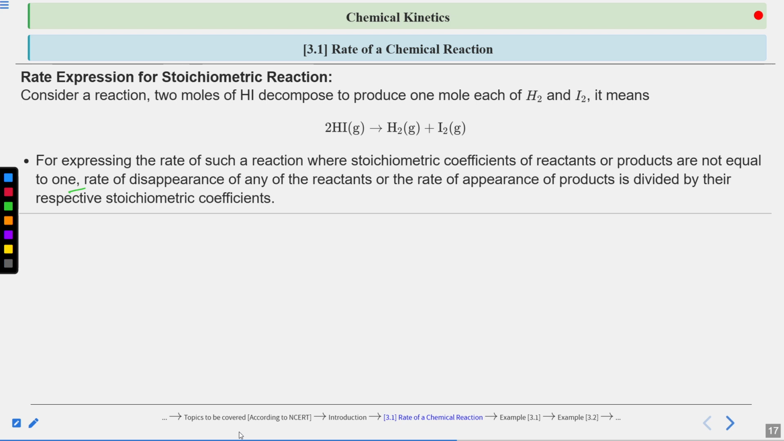So if you want to write the rate of such reactions where the stoichiometric coefficients of reactants and products are not equal, here it is 2, here it is 1 and 1, then the rate of disappearance of any of the reactants or rate of appearance of any of the products is divided by their respective stoichiometric coefficient. If you talk about HI, what is the rate of disappearance of HI, because HI is a reactant, divided by the respective stoichiometric coefficient, that means 2. Meanwhile, for hydrogen it will be H2 by 1, for I2 it will be I2 by 1.